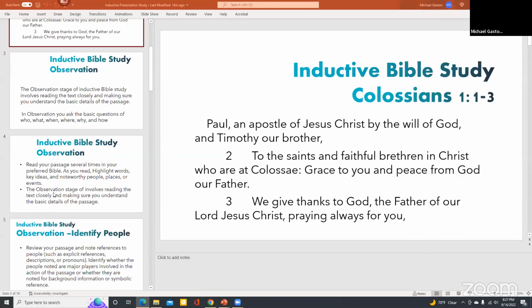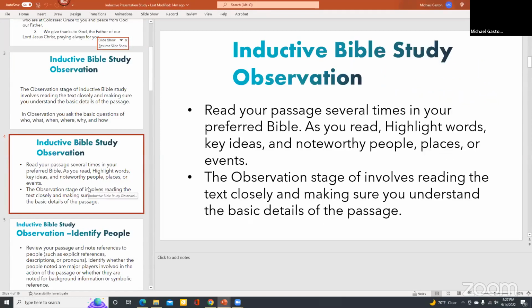So in addition to just reading it in your own version, it's a good idea to read in multiple versions of the Bible. Like I have the NASB version, but there's also the King James version. So one of the other techniques that you want to do is read the passage several times in the Bible that you prefer, but you also want to read it in different versions. As you read it, you want to highlight words, key ideas, noteworthy people, places, or events.